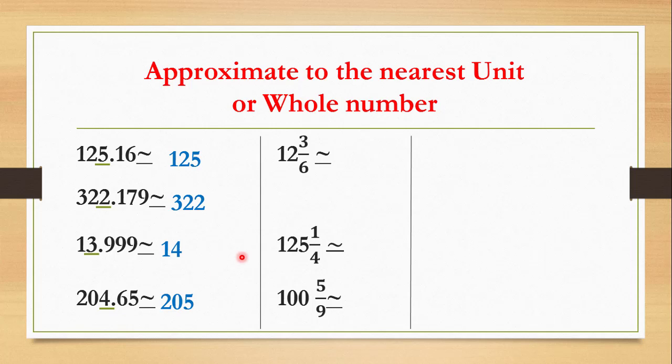Okay, what about if you have a fraction? Here we have 3/6, 1/4, 5/9. We have a mixed number. We want to approximate it to the nearest whole number. What can we do? In this case, it's very easy. Just compare the fraction with half. If this fraction is less than half, don't add 1 to the unit. If the fraction is equal to or more than half, in this case, add 1 to the unit.